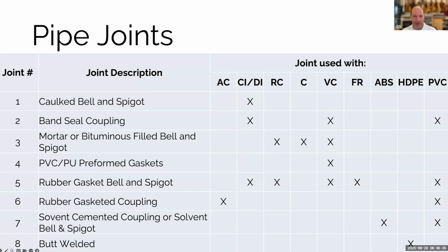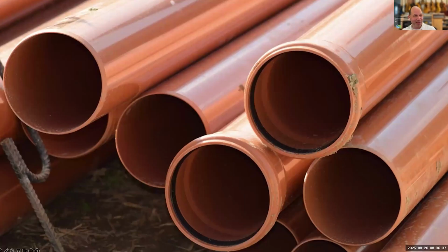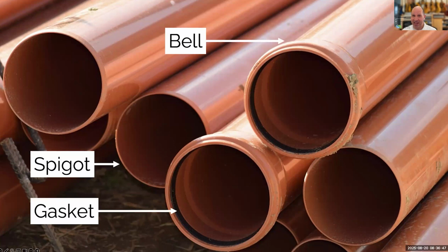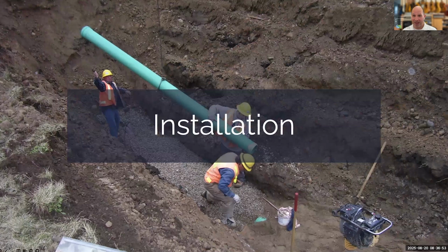So let's talk. Oh, and just before we go on, just to be sure about the vocabulary, that end's the bell. The narrow end is the spigot. It's usually chamfered so that it'll slide into the other one very, very easily. And then that's the gasket. And again, the bells always face uphill. So let's talk a little bit about installation of all these different kinds of pipe we've been talking about.